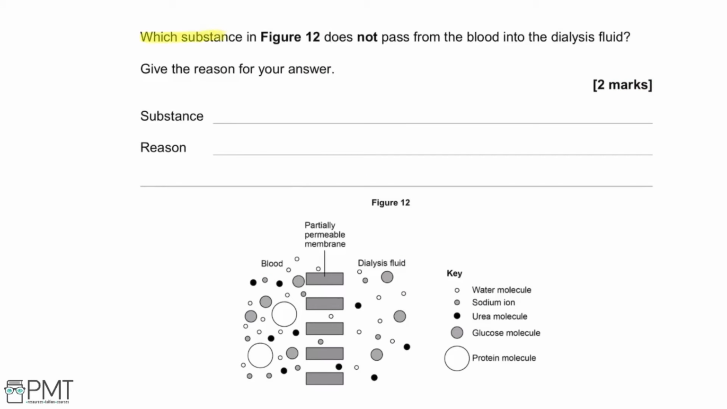Which substance in figure 12 does not pass from the blood into the dialysis fluid? Give the reason for your answer, and this question is worth 2 marks. So we work this out by looking at figure 12. We see on the diagram that the partially permeable membrane has gaps in it that represent the pores. We also see that on the left-hand side in the blood are large white circles that are larger than the pores.